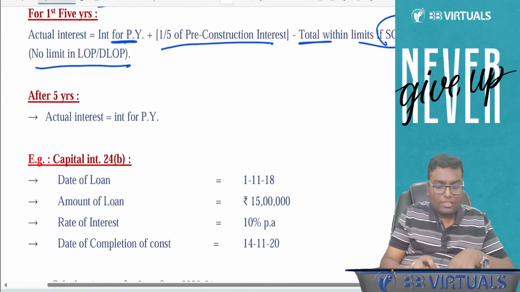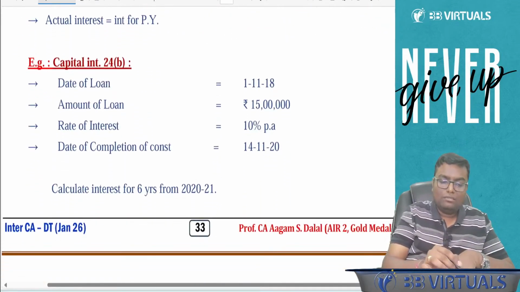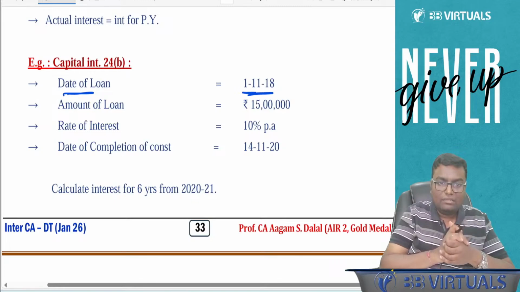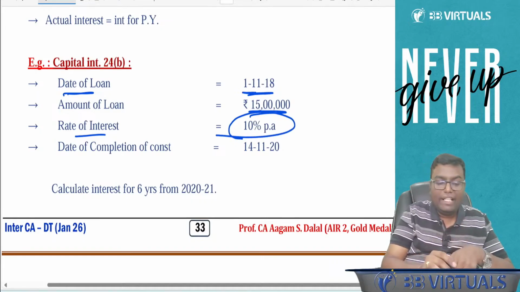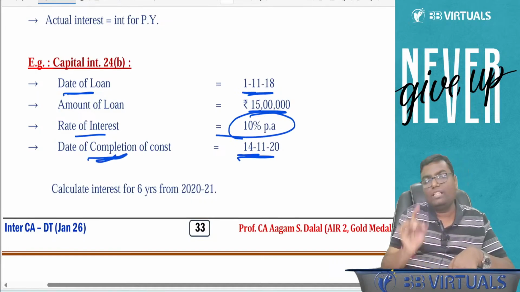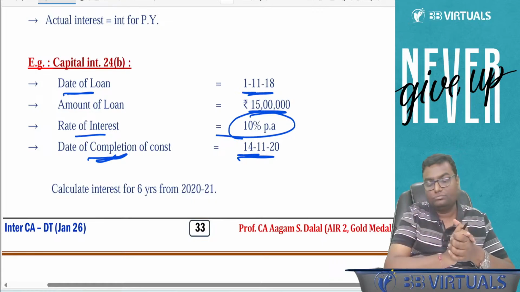See what I have written over here. Let's say date of loan is 1st November 2018. Amount of loan is rupees 15 lakh. Rate of interest 10% per annum. Date of completion of construction is 14th November 2020.